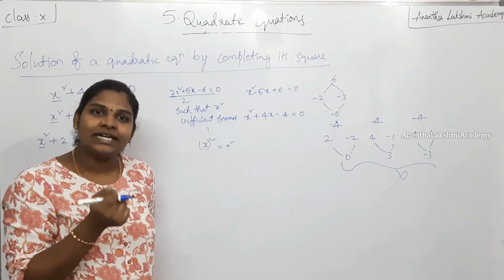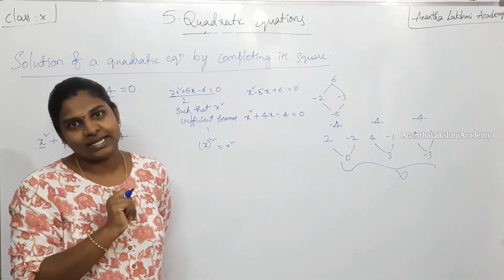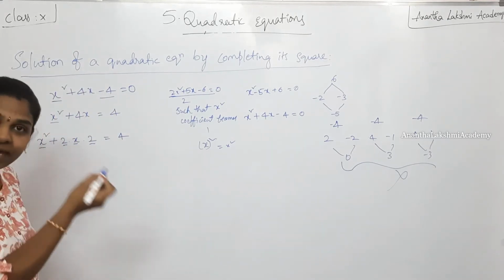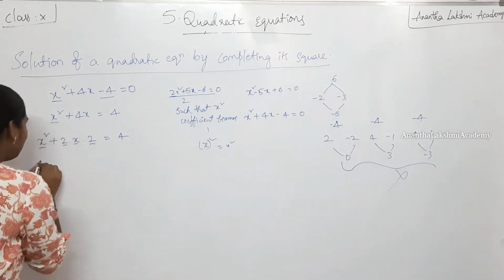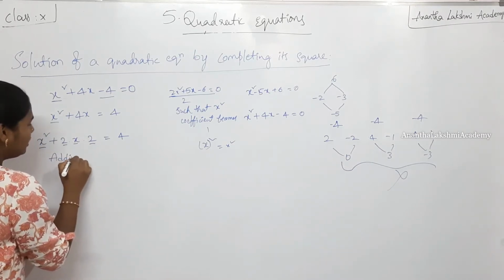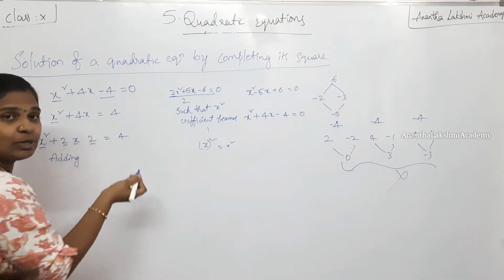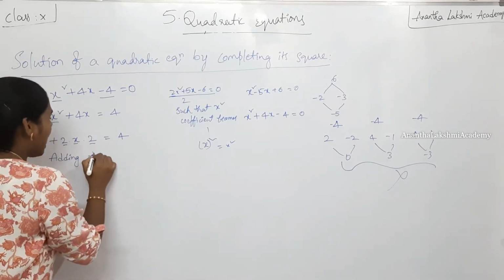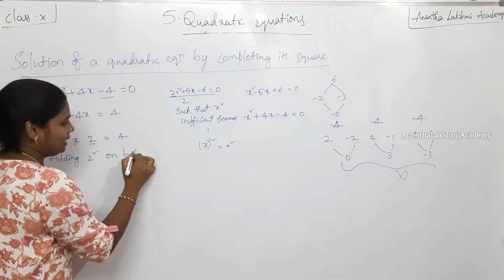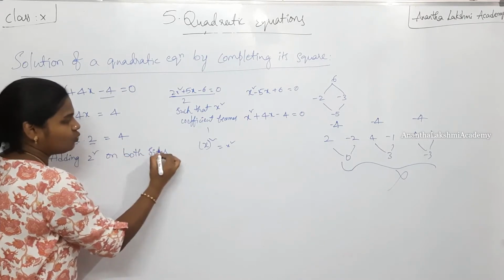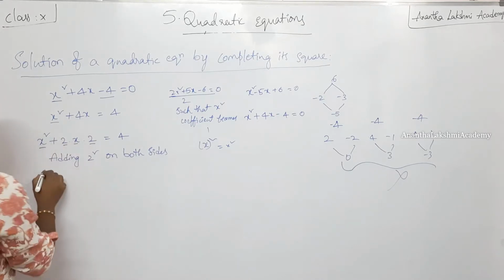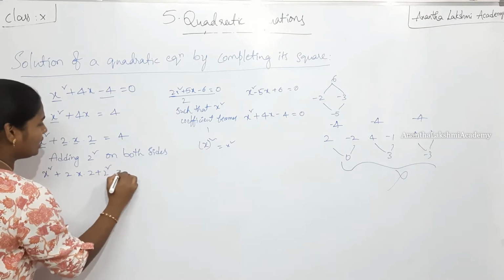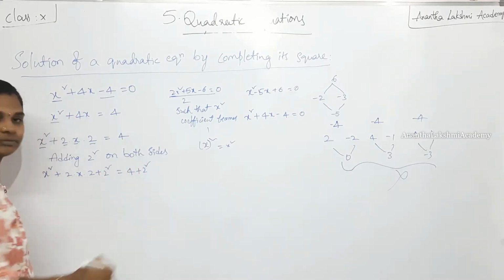What do I need to write a plus b whole square? b square is needed. Now according to this formula 2ab, what is b? b is 2. So in order to have b square, I should be adding it on both the sides because we are dealing with equations. So adding 2 square on both sides. So what is this going to yield as? x square plus 2 into x into 2 plus 2 square is equal to 4 plus 2 square.